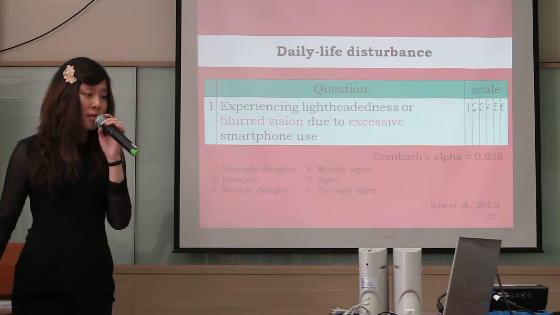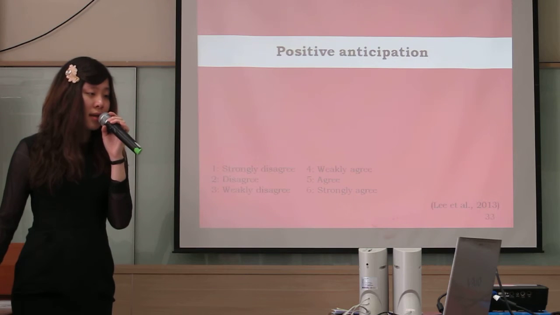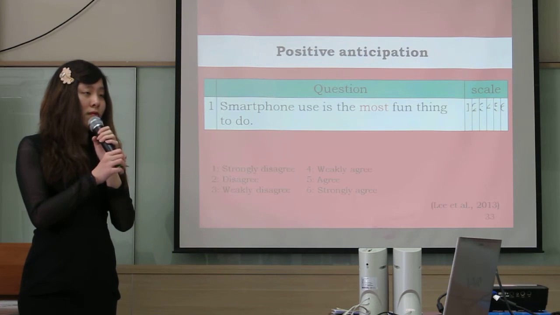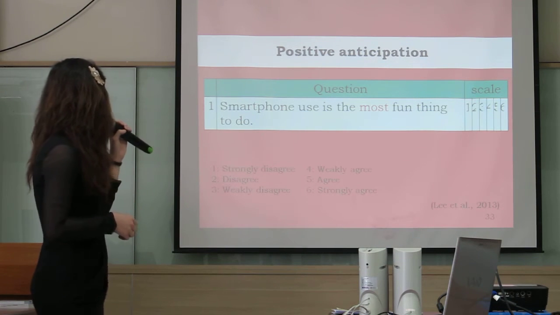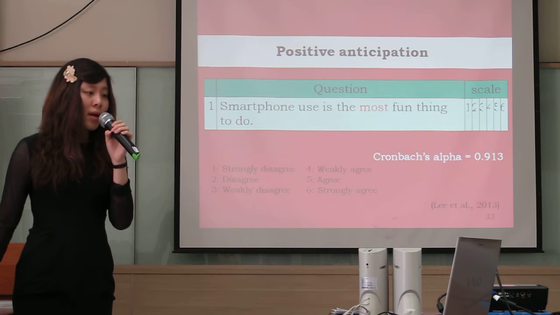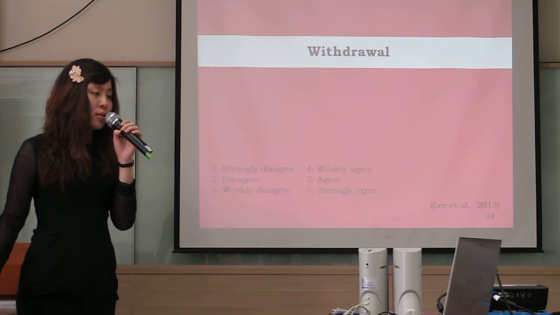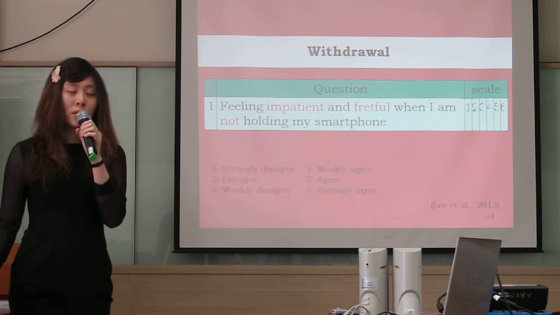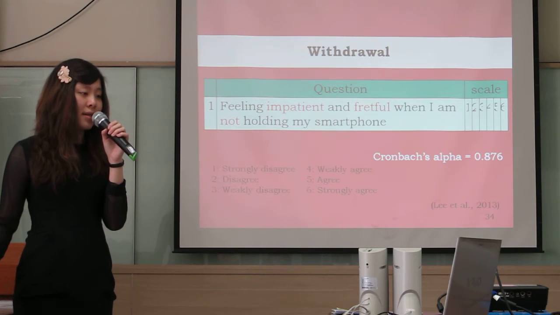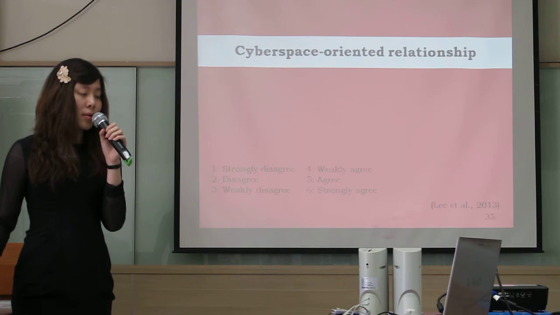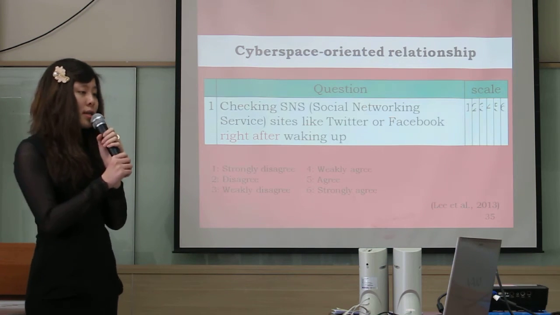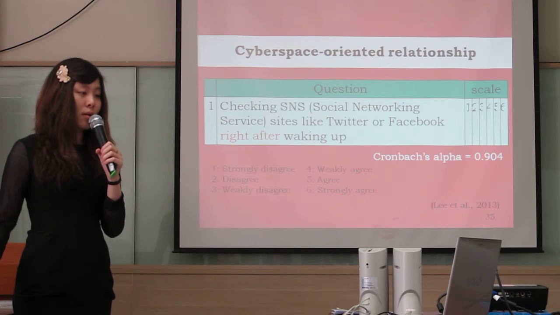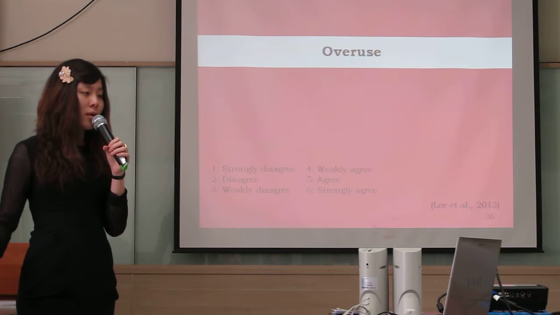The Cronbach's alpha is 0.858. And positive anticipation: you think that using your smartphone is good for you, and you think that is the most fun thing to do. Cronbach's alpha is 0.913. Withdrawal means that you feel impatient and fretful when you are not holding your smartphone. Alpha is 0.876. Cyberspace-oriented relationship: you check your smartphone right after you get up. Alpha is 0.904.